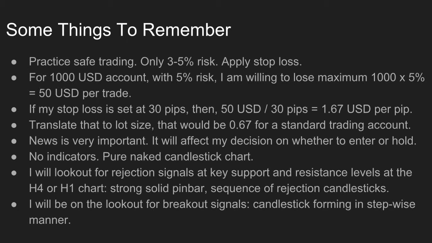So if my stop loss is set at 30 pips, then if you have a look at this calculation, $50 divided by 30 pips equals $1.67 per pip. This is basically the value of a pip for this particular trade for a 5% risk, for an account that has only 5% risk and a 30 pip stop loss. And when you translate that to lot size, that would be 0.67 for a standard trading account.